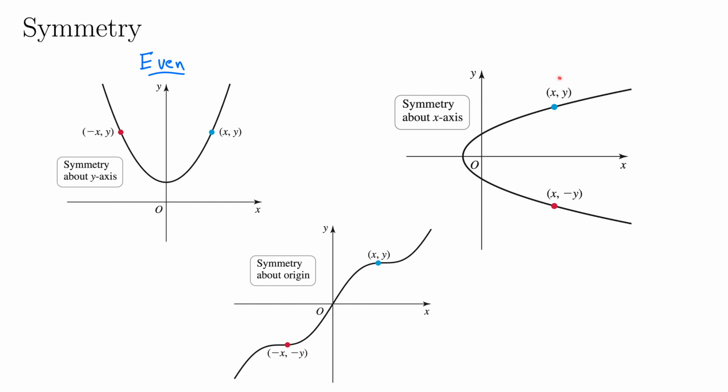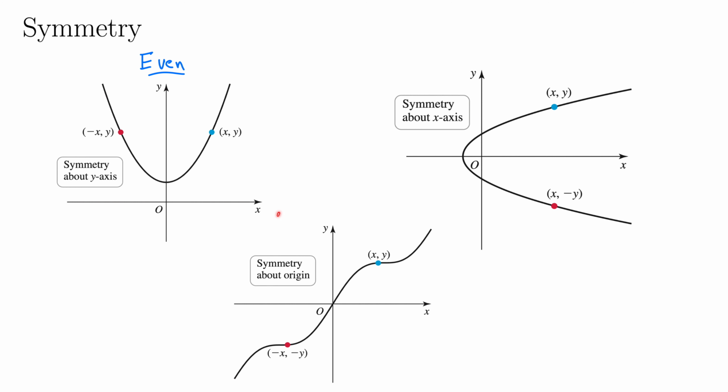And here, anytime a point (x, y) is included on the graph, the point (x, negative y) is also included in the graph. Now, for these, we don't have a special word like even or odd because those only refer to functions, and note that this sideways parabola technically is not a function because it fails the vertical line test.